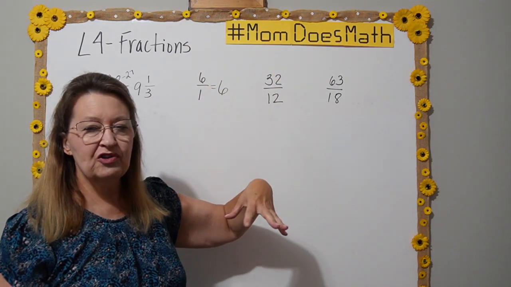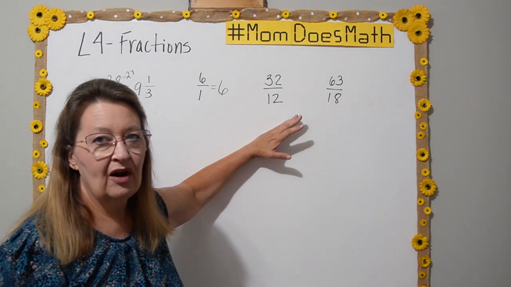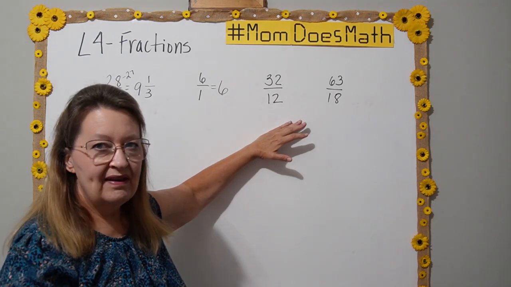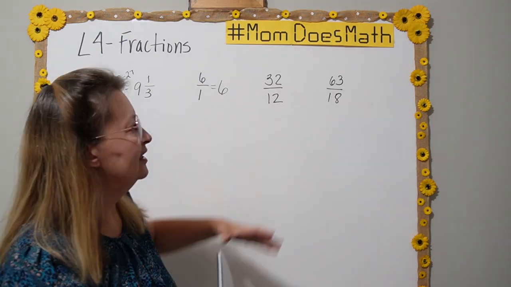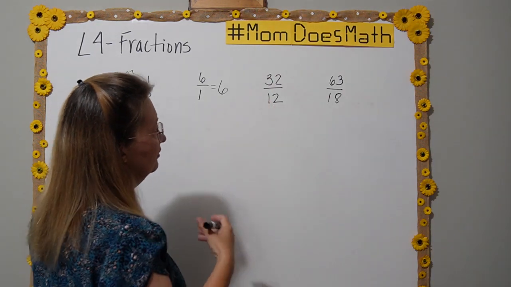But if you have larger numbers, see, not only is this improper, it's also not lowest terms. So let's get it down to lowest terms first and then change it to improper. The numbers are a little bit easier to deal with. So what number do you notice right off the bat will go into both of these?